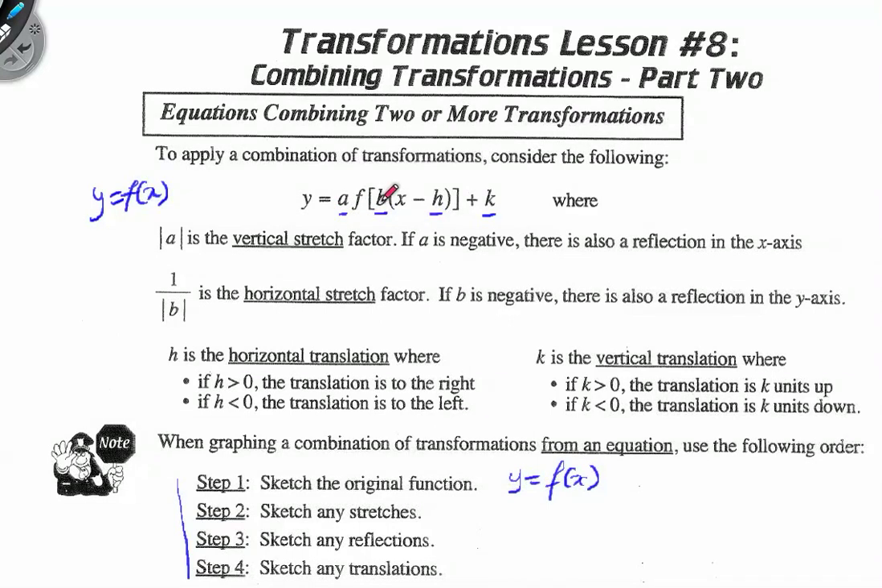Then look at b. That's a horizontal stretch. Do whatever you have to do in that graph that you've just drawn, and do the b stretches. Once you've done that, to that new graph, look at moving it right or left horizontally, depending on what the h value is, and finally move it up or down. Move that graph up or down by k.